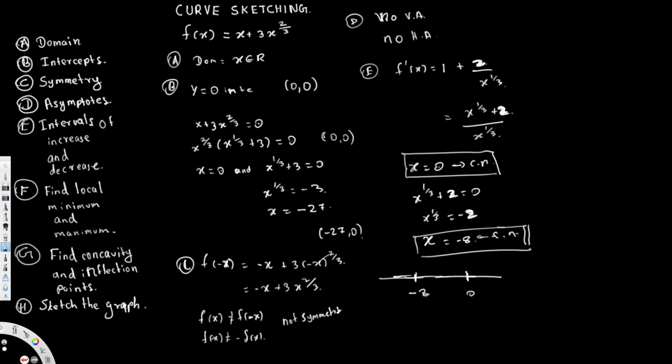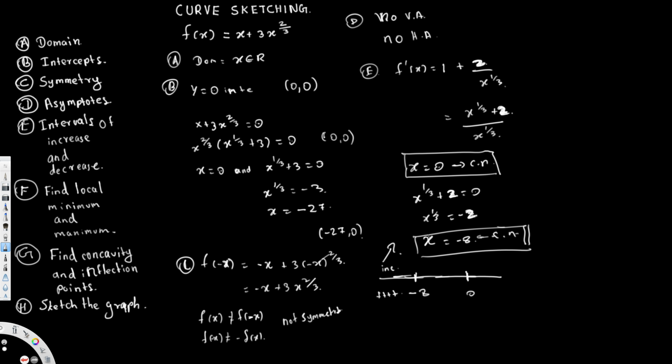If I plug in, let's say, negative 27, that's easy because it can be easily cube rooted. The cube root of negative 27 is negative 3, and x^(1/3) is negative 3. 2 divided by negative 3 is a negative value, and is it less than 1? Yes, it's less than 1. 1 minus this one is going to be a positive number, therefore this is going to be a positive value.